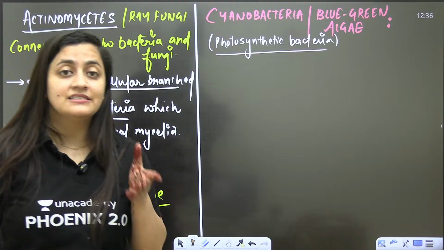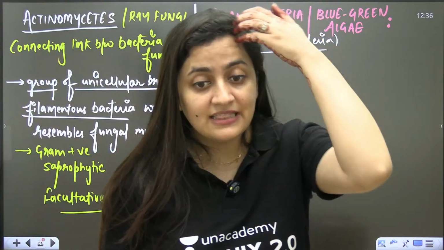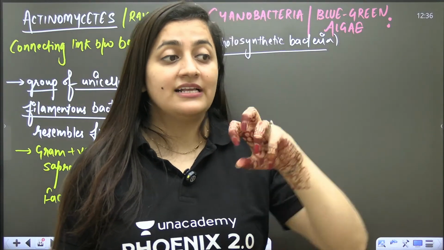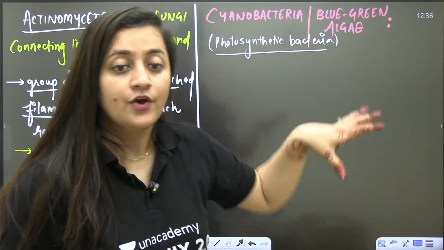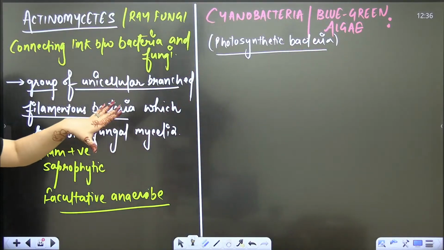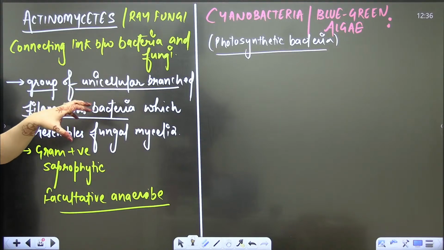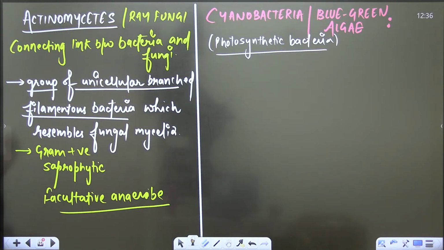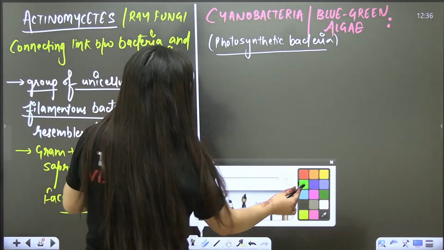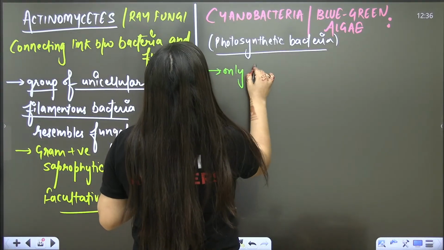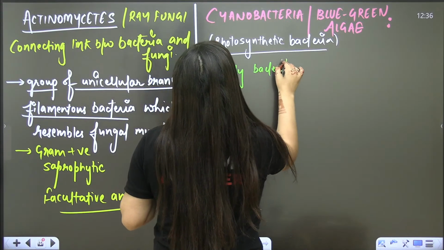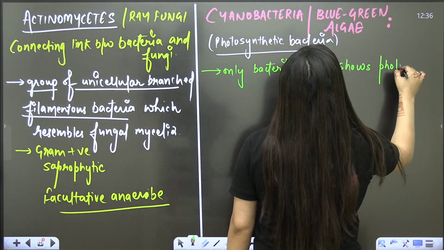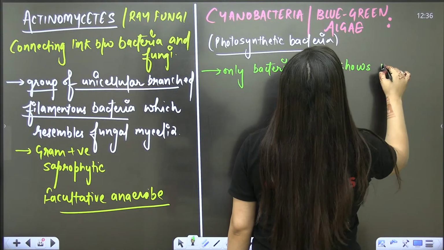Some bacteria do photosynthesis but still do not release oxygen. That is non-oxygenic photosynthetic bacteria, like some bacteria that release sulfur, right? So cyanobacteria, blue-green algae, is the only bacteria which shows oxygenic photosynthesis.